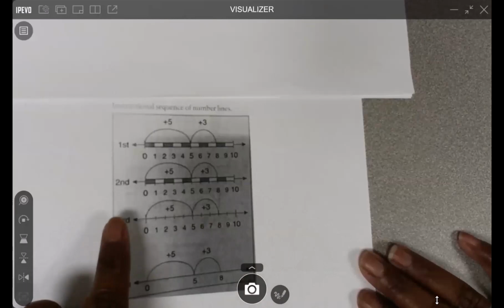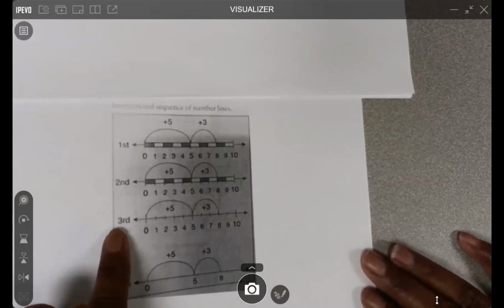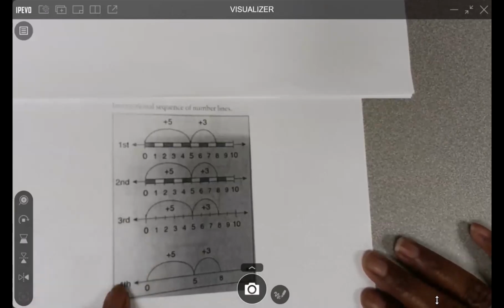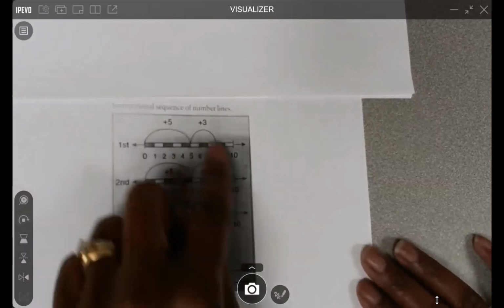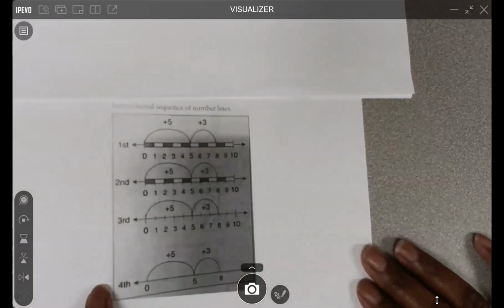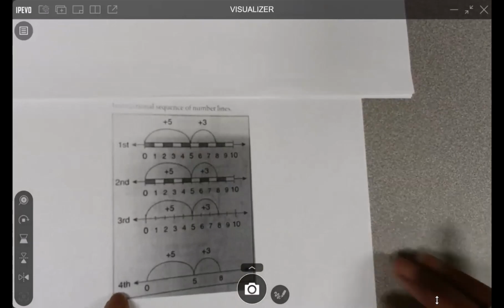And then they can begin to use these in their representations, not only just to measure, but when they're solving mathematical problems with addition and subtraction. And then finally, they would move into that open number line, but they would have had to have many experiences using these types of number lines in order to be successful with the open number line.